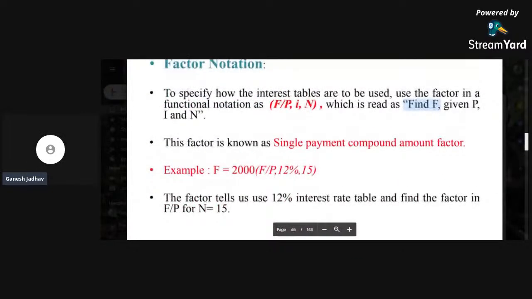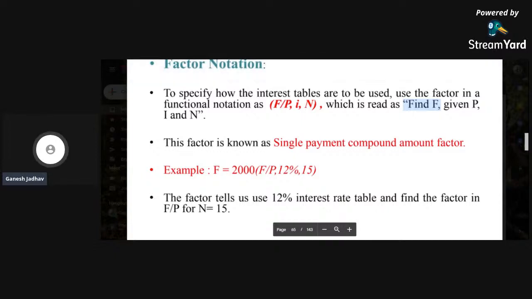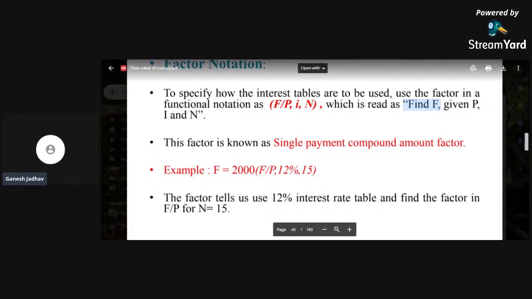So the factor is known as the single payment compound amount factor. Which factor? This is the future amount, A divided by P, and this is the rate, and N is equal to 15. So what is the factor? The factor tells us 12% is the interest rate in the table, and find the factor A divided by P for N is equal to 15. So we have to calculate this particular value.